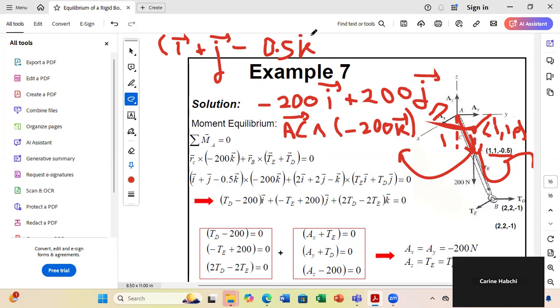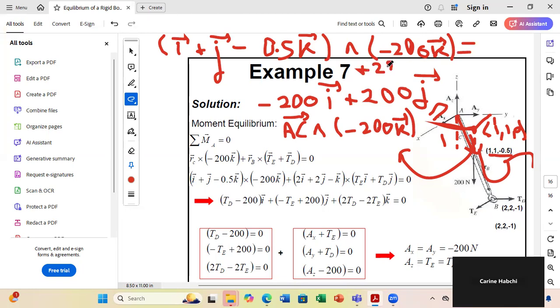Vectorial minus 200k. You can use the matrix, but here, since you don't have a lot of terms, you can do the expansion. If you do the expansion, you have first i vectorial k. I vectorial k is minus j, and I already have minus, so plus 200j.